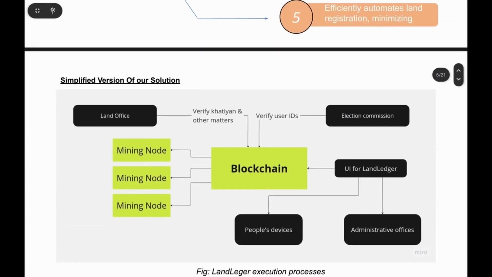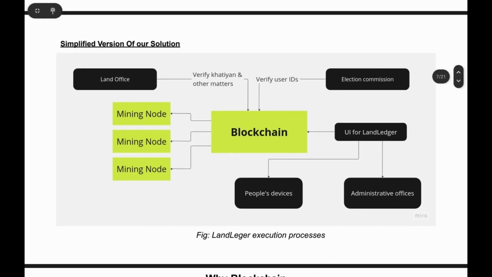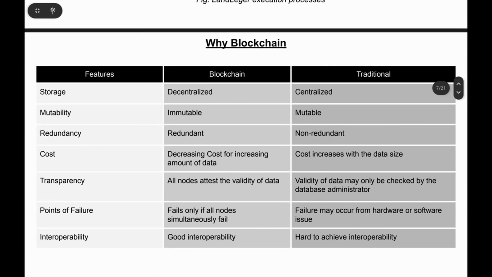If we look at the simplified version of our solution, two government offices will be involved in this project. The land office will verify the Khotian and other matters and store those in the blockchain, and the election commission will verify the user IDs and store those in the blockchain. There will also be a user interface of this project, accessible from people's devices and administrative offices. In this slide we can see why we should use blockchain over the traditional methods.